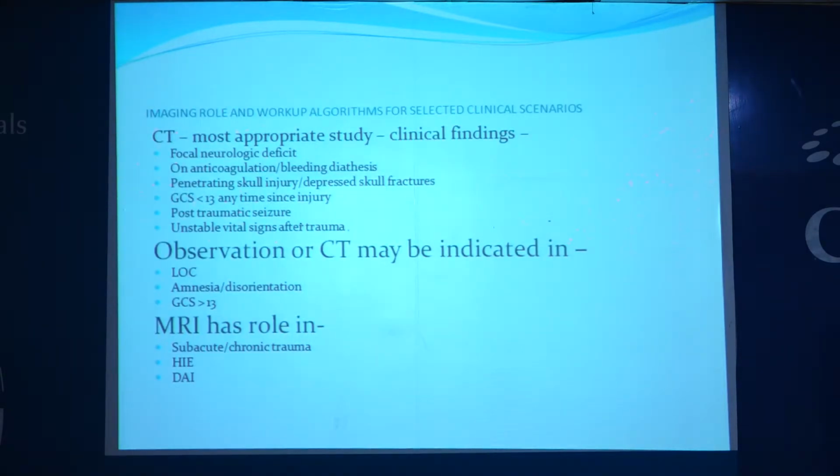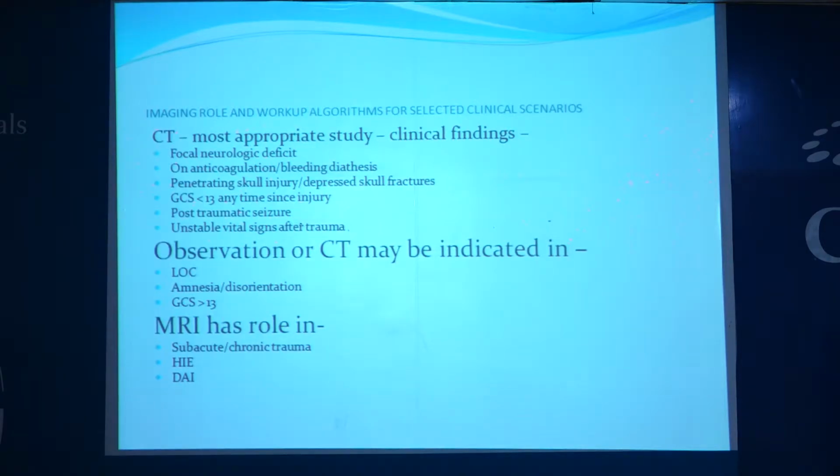So what is the imaging role in critical care? CT is the most appropriate study. If there is any trauma like a penetrating skull injury or depressed skull fractures, if GCS is less than 13, if patient is having a focal neurological deficit or post-traumatic seizure, the patient is having unstable vital signs. In such cases, CT should be ordered immediately.